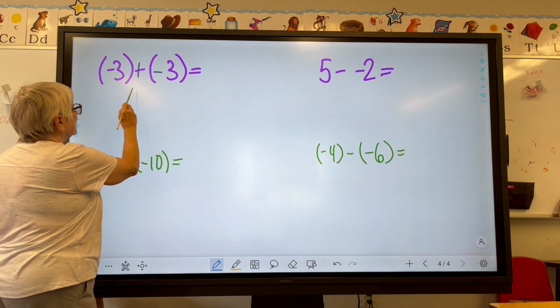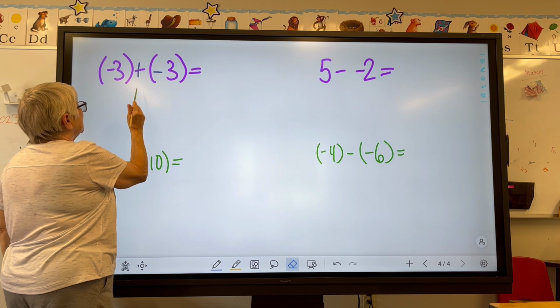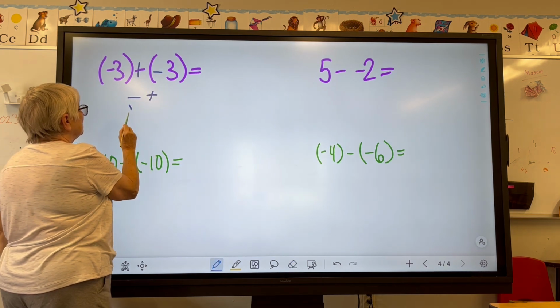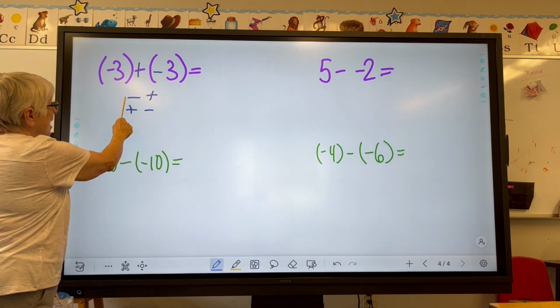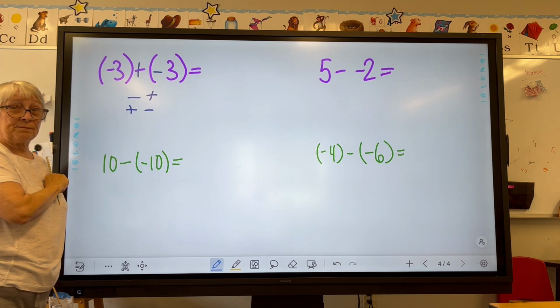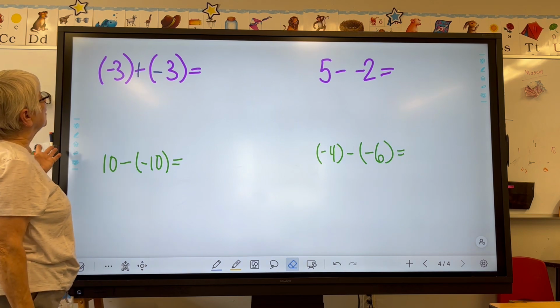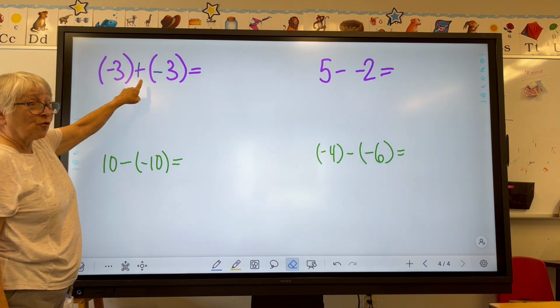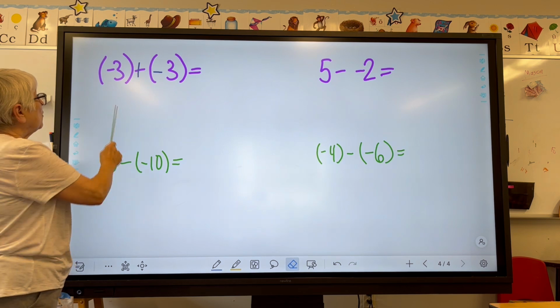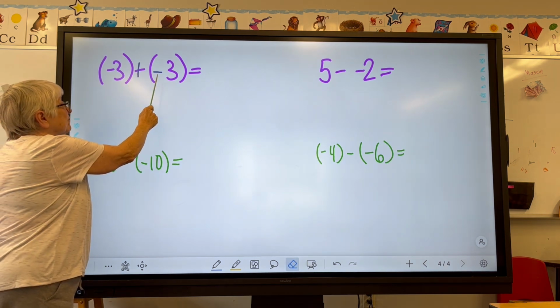So instead of minus a positive, it becomes plus a negative. You still have one negative sign and one positive sign. So we have not changed the value of the problem by doing that, but our rules are for addition. So now what is -3 plus -3?